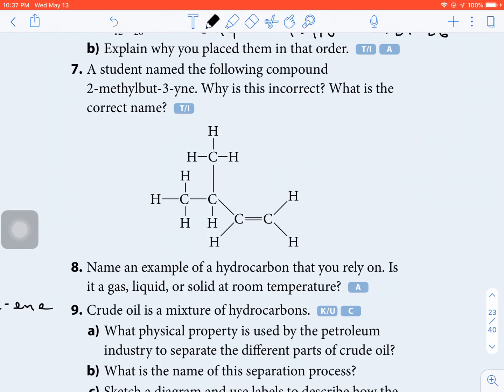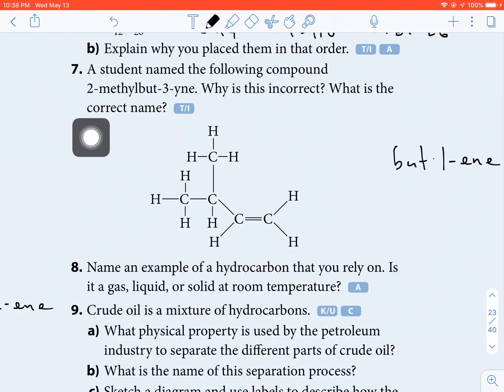Secondly, they've numbered it so that I've got 1, 2, 3, 4, so it is but. But if I count from this end, it's but-1-ene. If I count from this end, it's but-3-ene. So I want to count from the end which is lower, not this end, but from this end. So the name is actually going to be but-1-ene. So I have now named that but-1-ene.